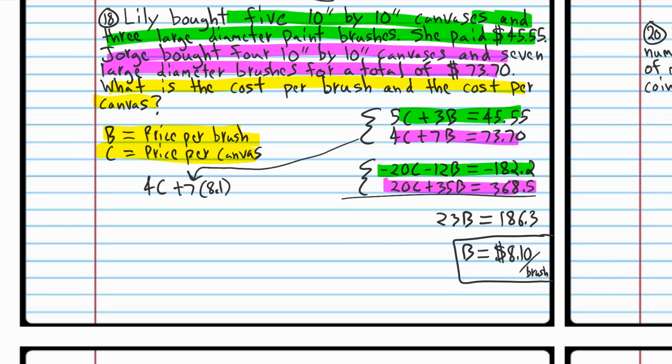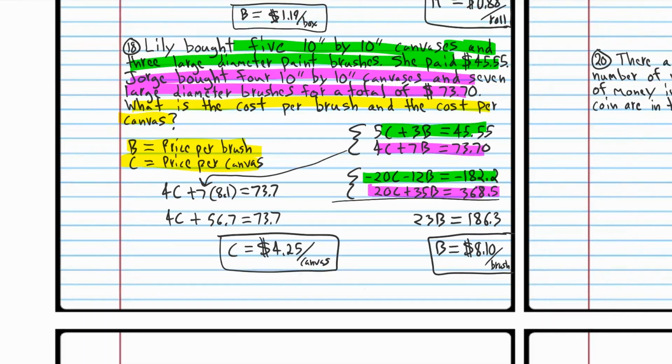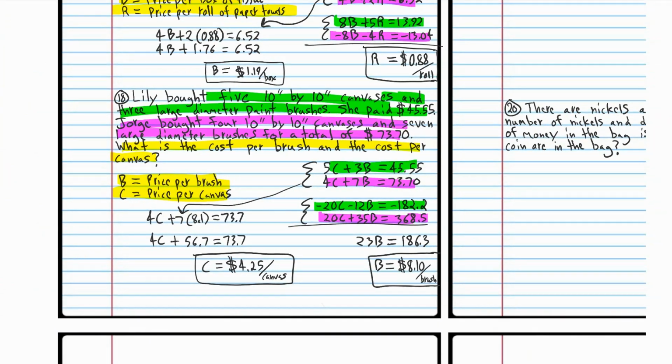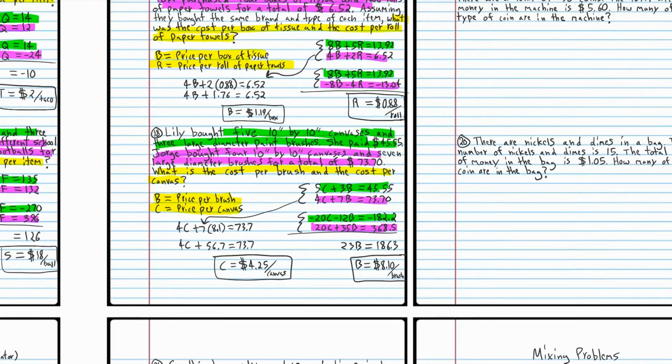Now I can plug it into one of these other equations. And you don't need the 0. Again, you can use your calculator for this stuff. And we get price per canvas is $4.25. So that was kind of a harder one than the previous one because you had to multiply both equations. So if you got those answers, good job.